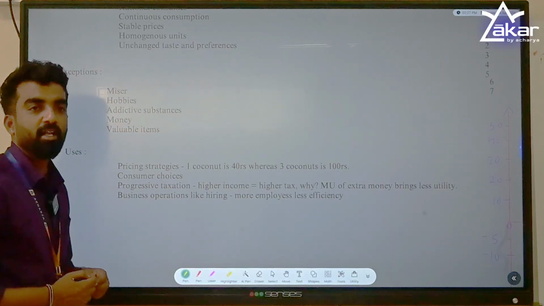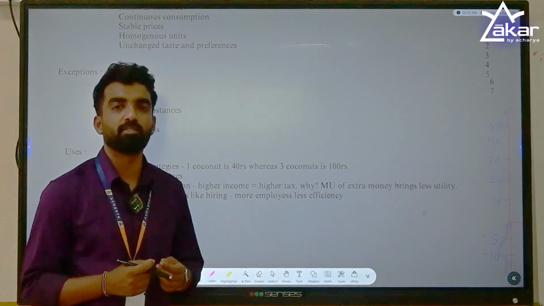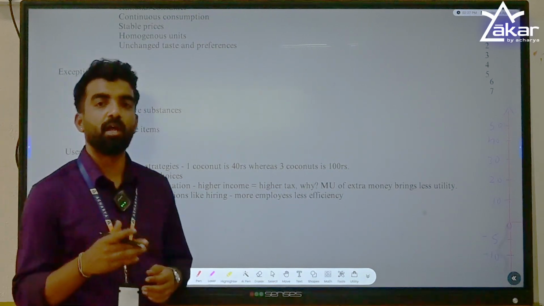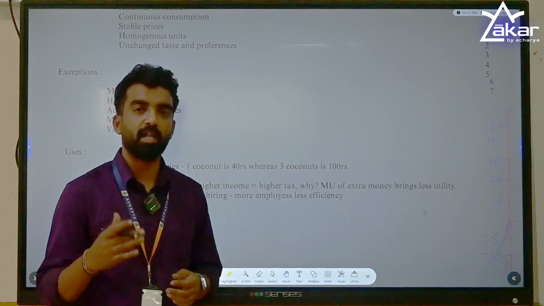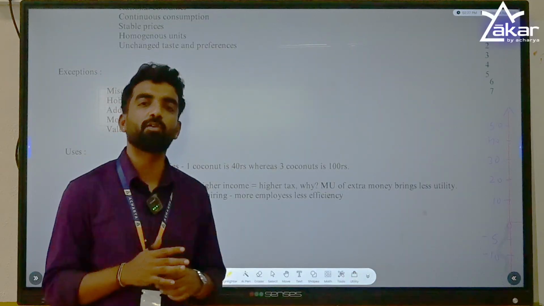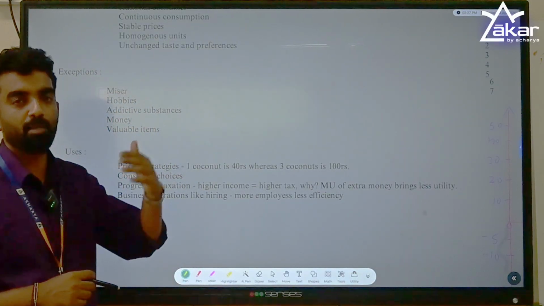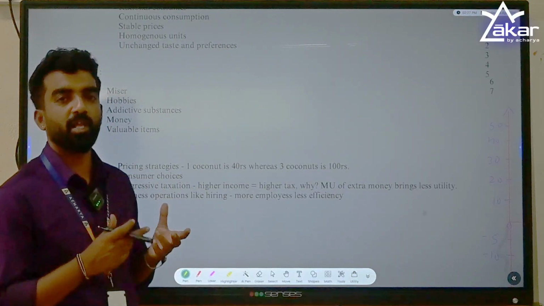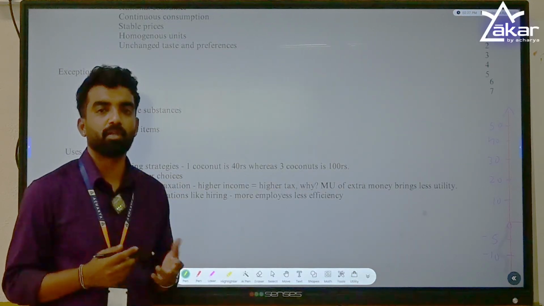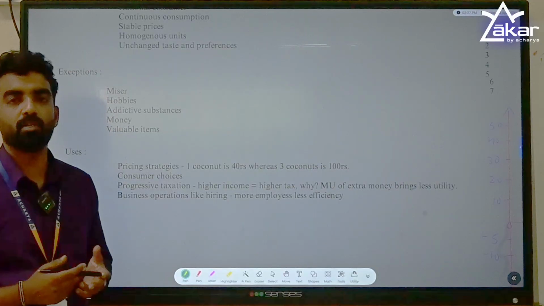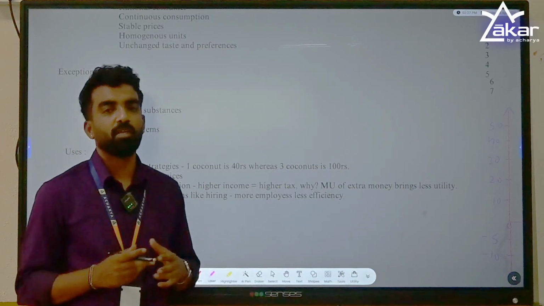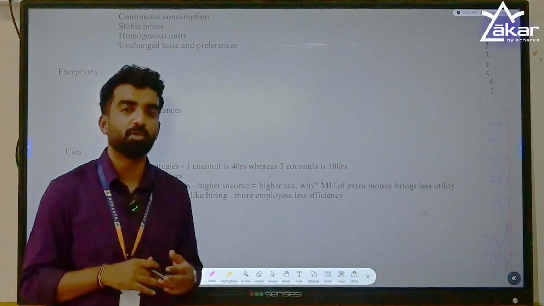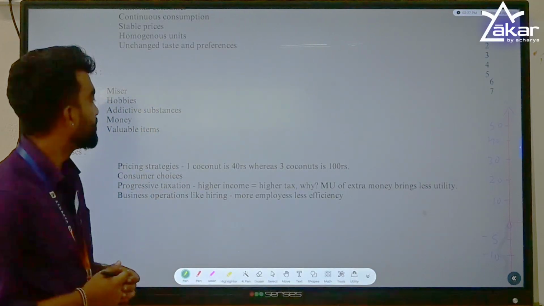And hobbies. Let's say you have a hobby of collecting coins or any retro things. Even as you collect more and more, your satisfaction will keep on increasing. It will not fall down. Even after a point, it will keep on increasing because it is your hobby. For example, photography. If you are a wildlife photographer, as you take more and more photos, your satisfaction from that additional photo will not fall down. It will keep on increasing because it is your hobby or passion.